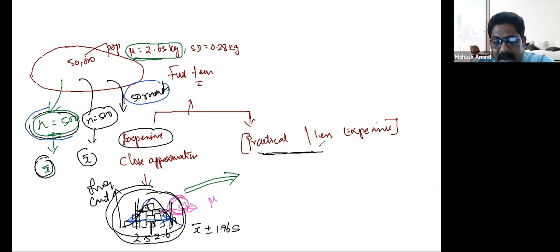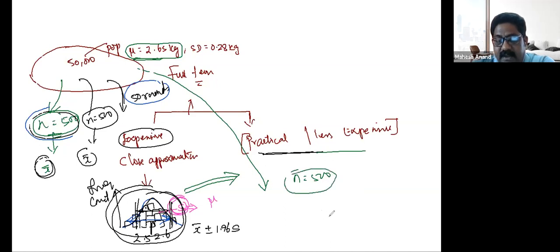But of course, in the very practical approach, I do only one round of sampling. Assume I have a budget for only one round of sampling. I just collect one round of samples, let's say 500 samples. That's all. I just plot these 500 samples and see the histogram of these 500 samples.